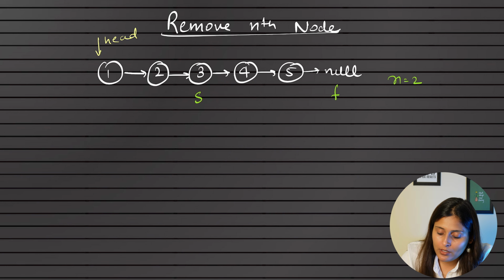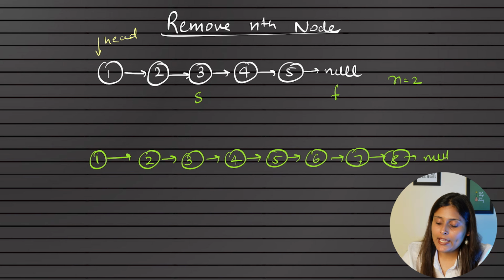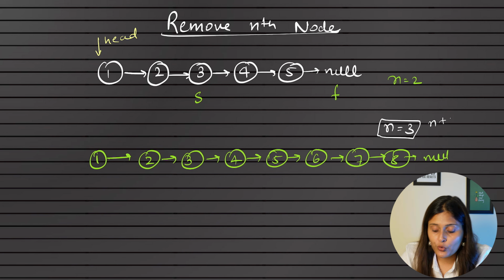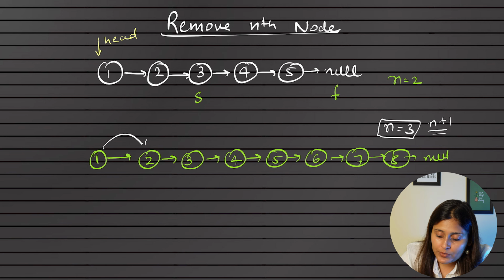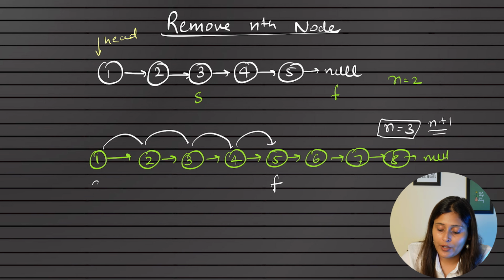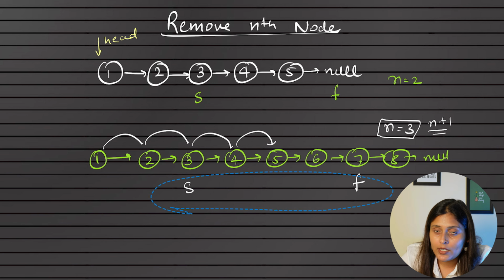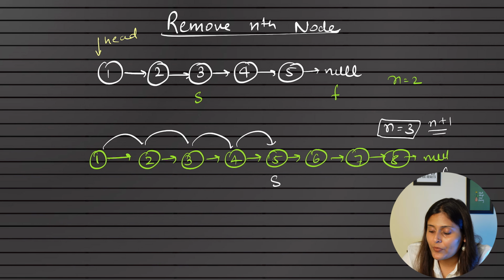Let's take another example, a bigger one. Now let's say here we have to delete n equal to the 3rd node. So how many jumps do we have to take? n plus 1, 4. So 1 jump, 2 jump, 3 jump and 4 jump. So fast will start from here and slow will start from here. Now slow will move 1 time, fast will move 1 time, correct? Again slow will move 1, fast will move 1. Again slow will move 1, fast will move 1. Again slow will move 1, fast will move 1. Now fast is null, we will stop.